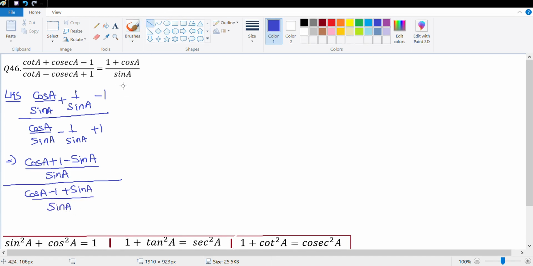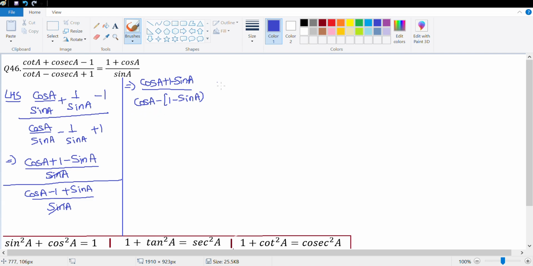So this now is division of fractions. So let's just convert the division sign into multiplication. So what I will have is cos A plus 1 minus sine A divided by cos A minus, I am taking minus common, minus 1 minus sine A. The sine A and sine A will get cancelled. So this is what I am left with. So cos A plus 1 minus sine A and cos A minus 1 minus 1 minus sine A.